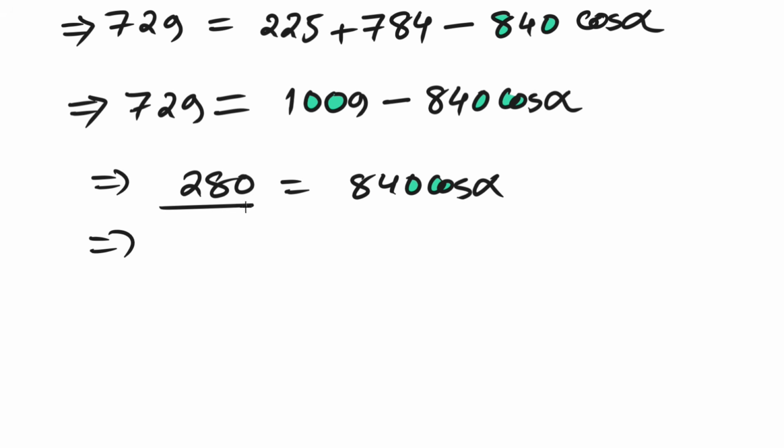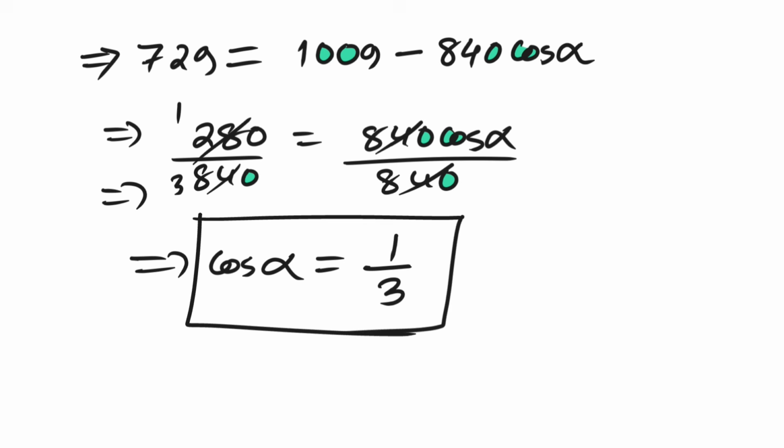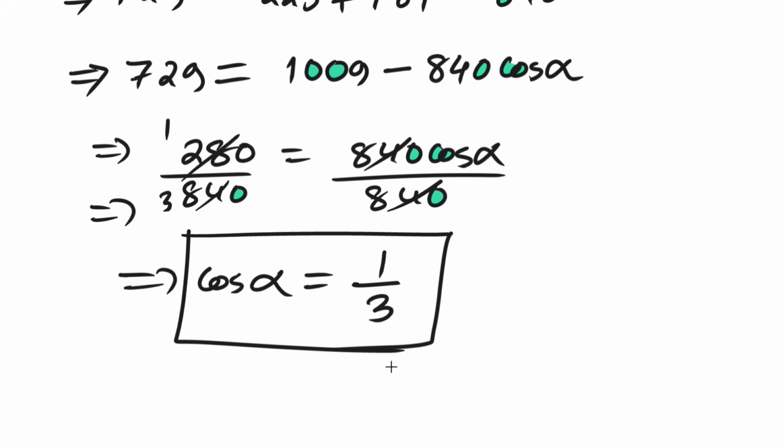Now divide both sides by 840. This gives us cosine of alpha equals 280 divided by 840. Reduce that fraction by dividing the numerator and denominator by 280, and we get cosine of alpha equals 1/3. So now we know the cosine of angle alpha.